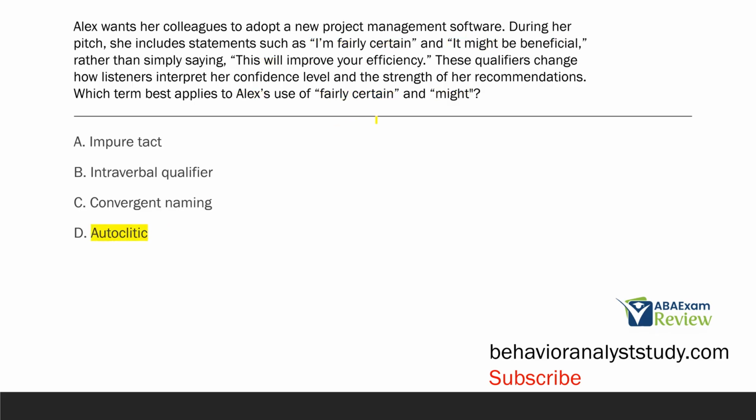An autoclitic is a secondary phrase or word that modifies that primary phrase or statement. So "might" is modifying "it would be beneficial." This "might" is modifying how the listener is understanding what Alex is saying about the beneficial nature of this management software. Autoclitics are not that complicated. Don't overthink it. If there are additional words or phrases that are modifying an overall statement, think about it as an autoclitic.